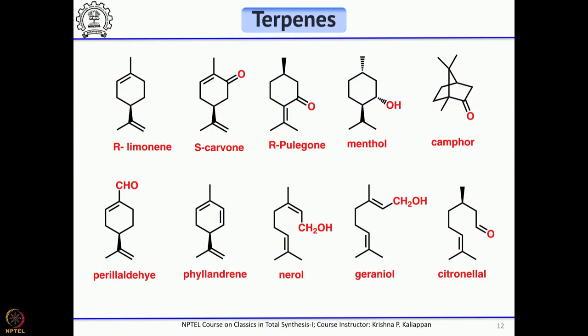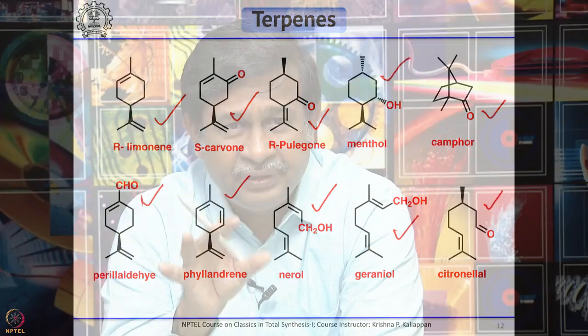I am giving only a few examples: limonene, carvone, fuligone, menthol, camphor. I am sure all this you will know. You might have heard limonene, carvone, fuligone, menthol, camphor, even citronellol you should know, geraniol you should know, nerol you know. These two, the philandrene and pyrrolidine, you may not know. So these are all reasonably well known monoterpenes.